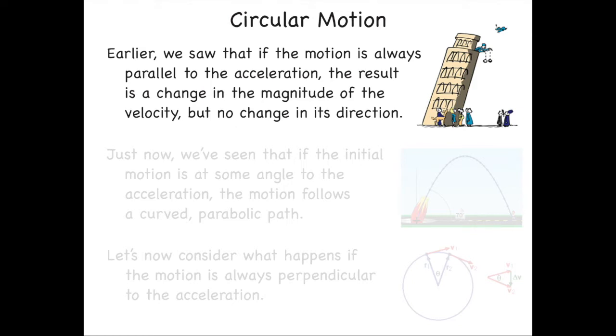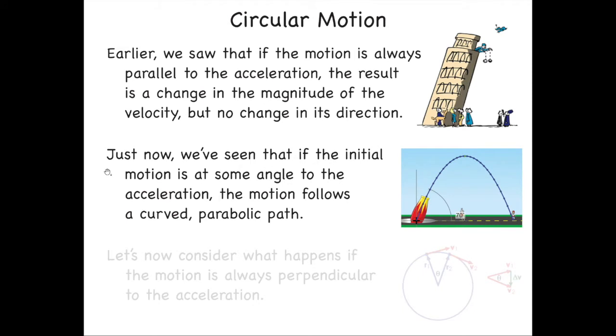In other words, when we were looking at, say, 1D motion, in the case of something falling straight down, acceleration was acting in the downward direction, the motion was in the downward direction, and what we saw was that the object sped up, but it didn't change direction.